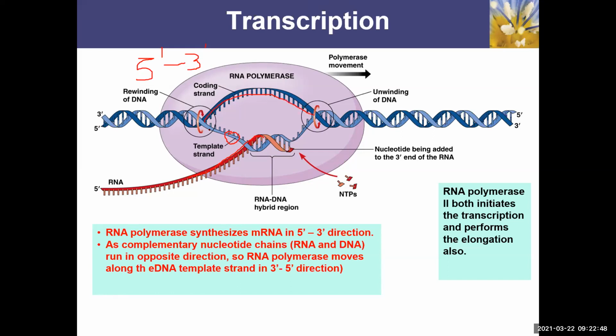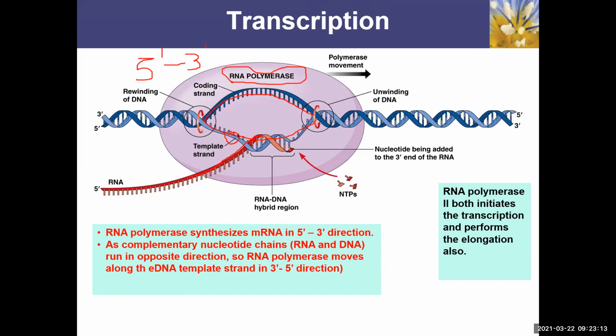So this is called the transcription bubble. As you can see here, it resembles the replication bubble, right? So this is a transcription bubble where one strand of the DNA, which is called the template strand, will be used to form the mRNA with the help of an enzyme called RNA polymerase. RNA polymerase 2 will be there for the mRNA synthesis.